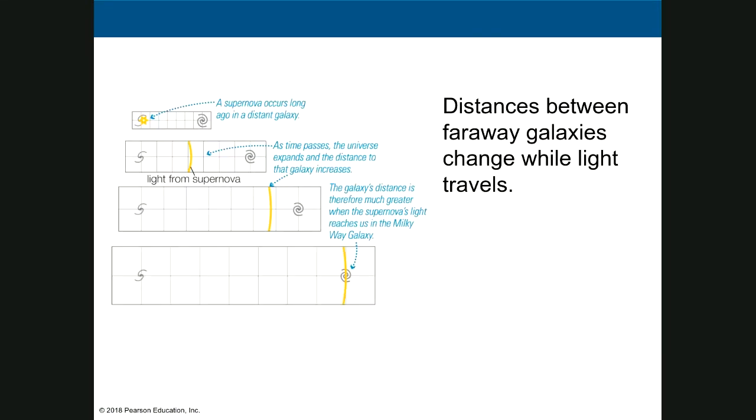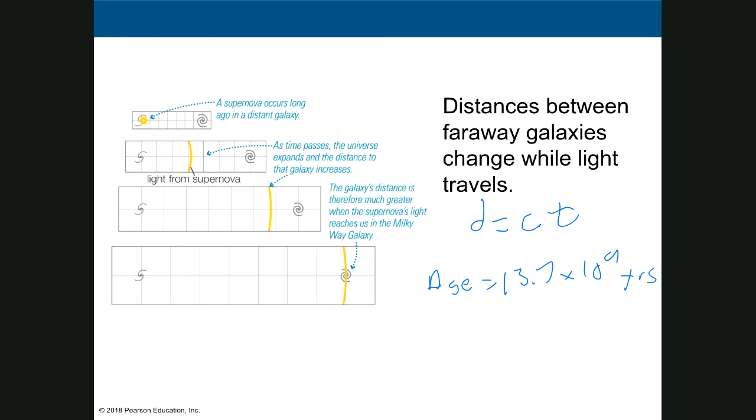Now, distances between faraway galaxies change while light travels. This makes looking at the actual length of the universe rather difficult. So let me sort of write what I mean here. So we know that the distance is equal to c times t, right? That's our distance, speed of light, and our time. Now, we know that the age of the universe is equal to about 13.7 times 10 to the 9, or billion years old.